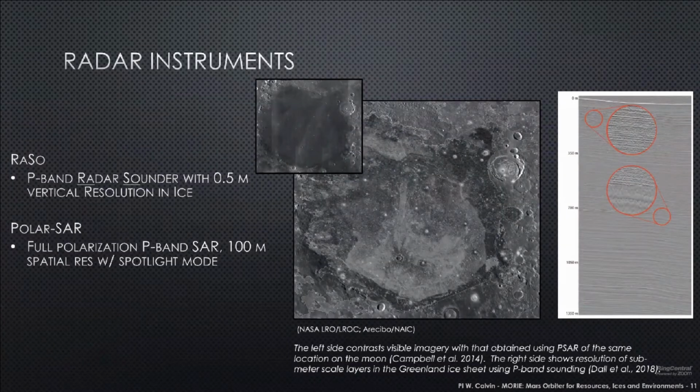So for radar, we have 2, both radar sounding and SAR. And why we have 2 is we're going for vertical resolution, and the sounder will provide better vertical resolution with a goal of a half meter in ice, whereas the SAR actually provides an imaging mode at 100 meters per pixel and potentially higher resolution than that in a spotlight mode. And as shown in the images on the right, much more surface detail of the same location that you see over visible imagery, which is the inset. And then sounding from a terrestrial example shows that using P-band sounding in the Greenland ice sheet, you can actually resolve sub-meter layers in the ice.